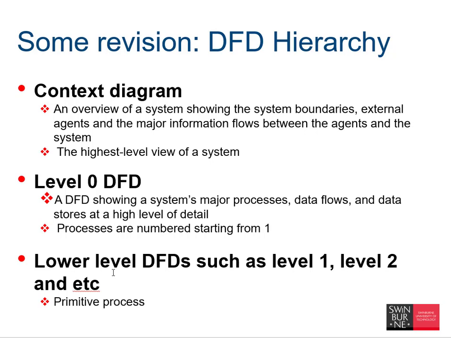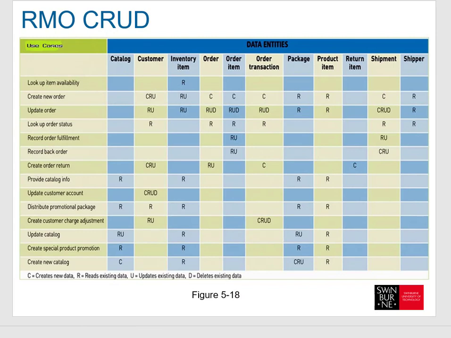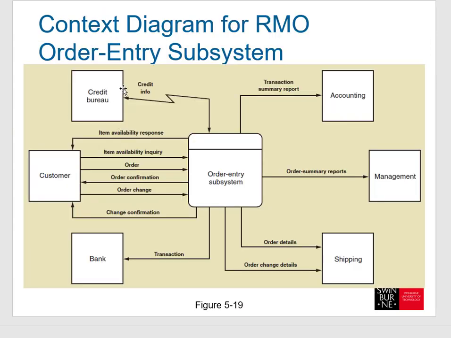So then we have studied the lower level data flow diagrams like level 1, level 2, etc., because you can actually break down your complex processes in level 0 diagram into more lower level diagrams. So remember the example that we have done in last week or week 5. So if I go very quickly to the week 5 lecture, remember that I have covered the order entry subsystem context diagram.